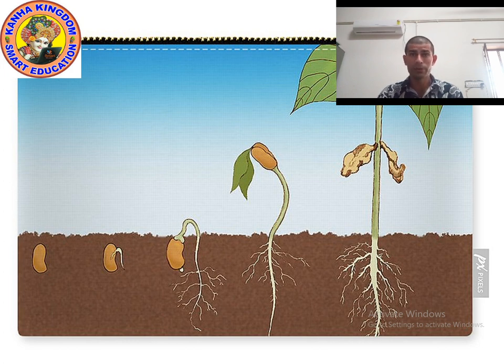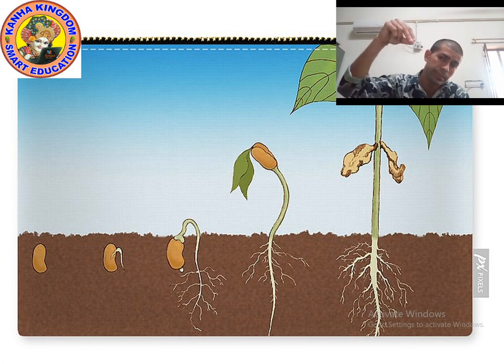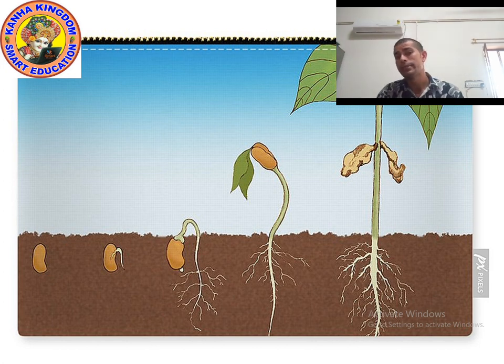Yes, stage number 1. Seed gets air, water and warmth. Yes, when you put the seed in soil, it gets air, water and warmth. Okay, very good. Now tell me the stage number 2. What happens in stage number 2?